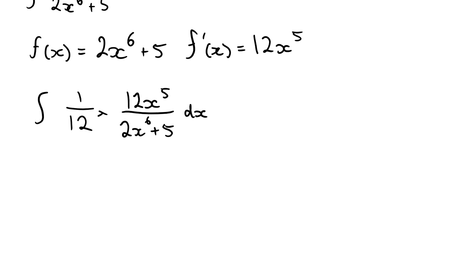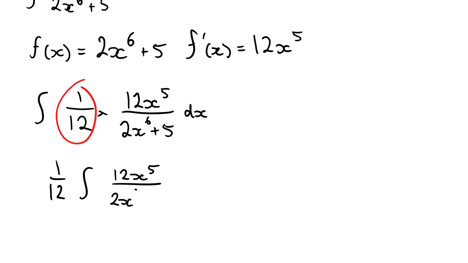So what I need to do is I need to make sure my integral here, if I'm adding the 12 to the top, I need to make sure I have the fraction of 1 over 12 out the front. So that is a constant. Our 1 over 12 here is a constant, so it can come out the front. And then we're finding the integral of 12x to the power of 5 over 2x to the power of 6 plus 5 dx.